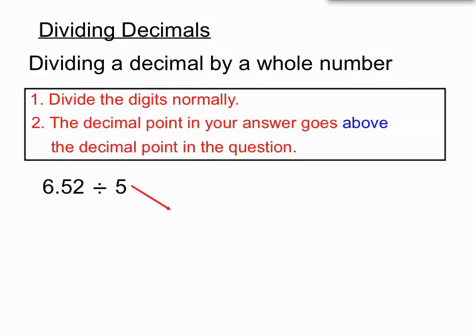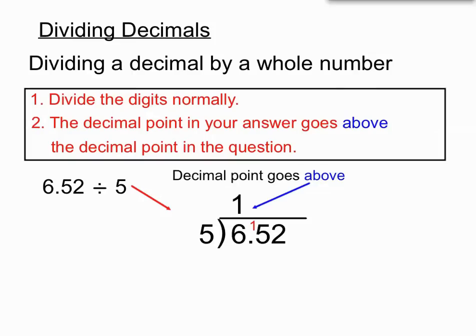6.52 divided by 5. We're dividing a decimal by a whole number here. I'm just going to set it out like a normal short division there. 5 dividing into the 6.52. Now the 5 goes into the 6 once with one remainder. Now what happens with that decimal point? It goes directly above where it was in the question.